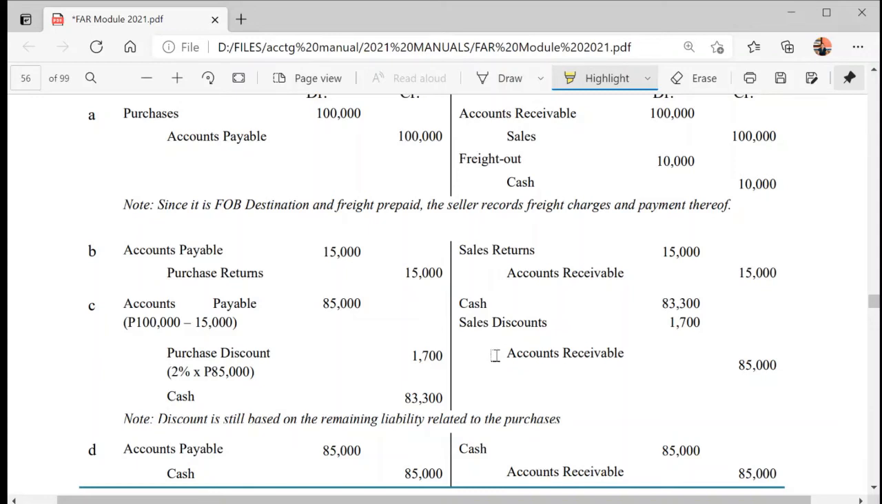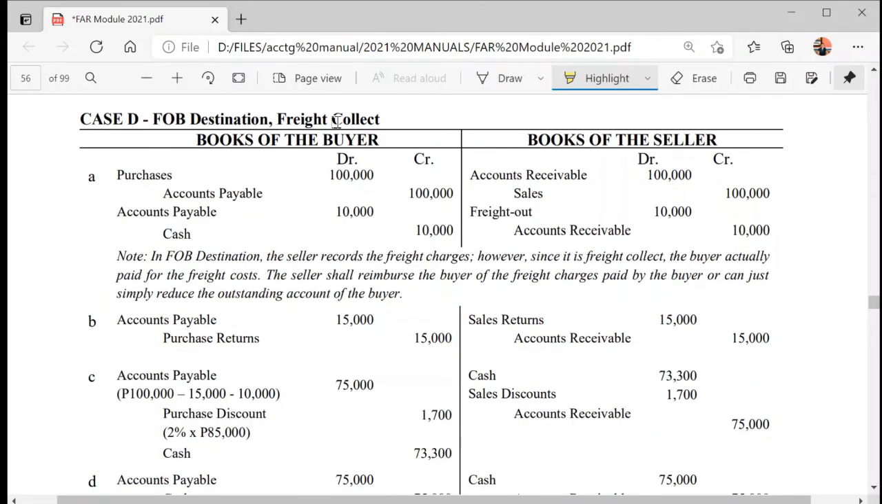Now for case D, this is destination. So the seller is the owner of the goods while in transit, but the buyer was the one who actually paid for the freight. So what would be the entry? So again, purchases, credit accounts payable, then accounts receivable, credit sales for the seller. And since the buyer is the one who actually paid the common carrier, the buyer will credit cash.